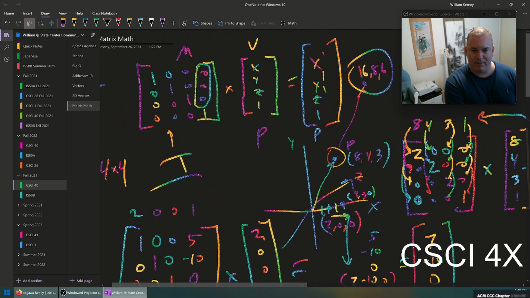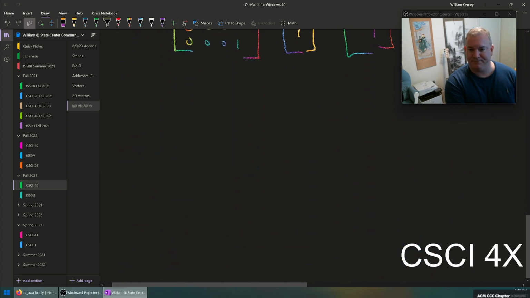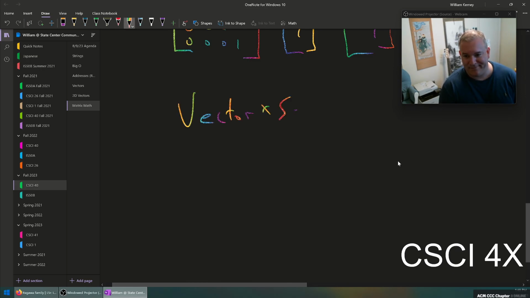So that is a matrix times a vector. There's also matrix times scalar. This one's extremely complicated and difficult. You just multiply the numbers in it. I'm kidding. What about a vector times a scalar? Even harder.